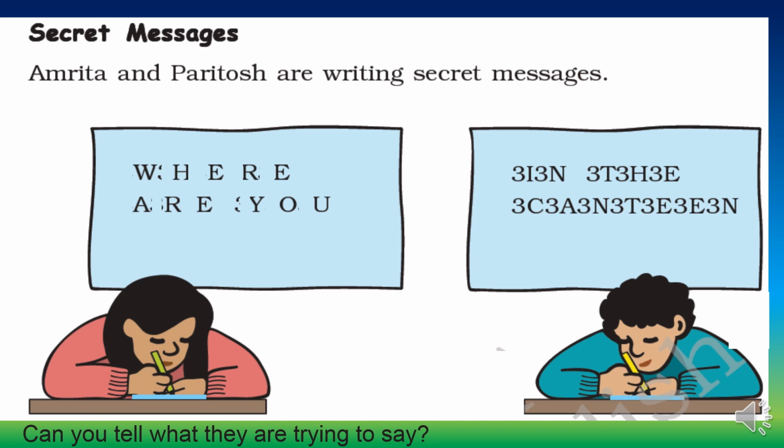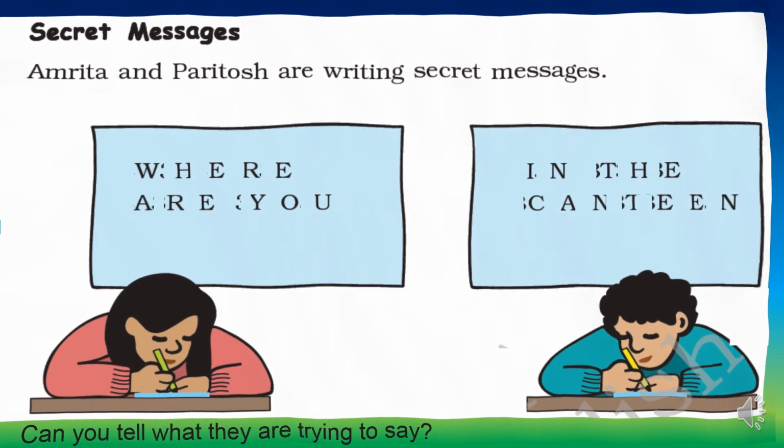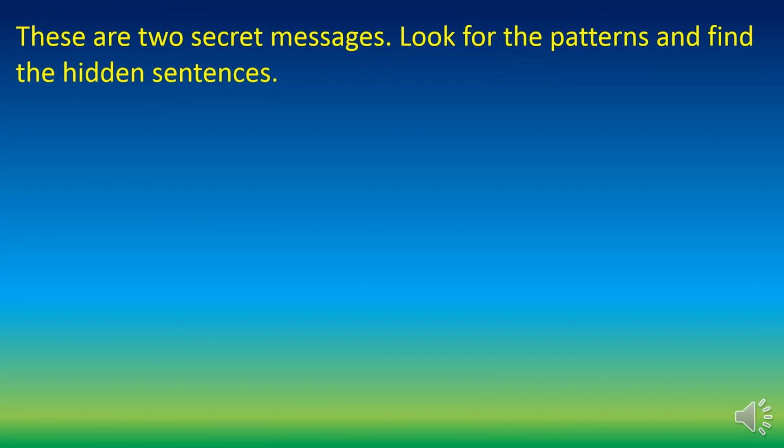Let us see what Paritosh is writing. In the canteen. So the secret messages are, where are you? In the canteen. These are two secret messages. Look for the patterns and find the hidden sentences.